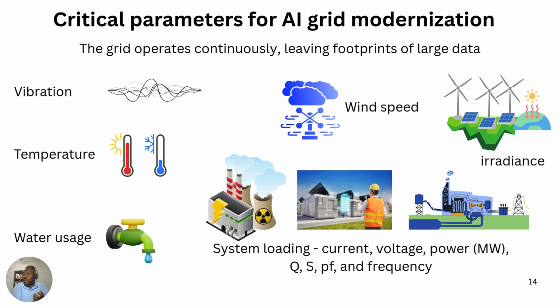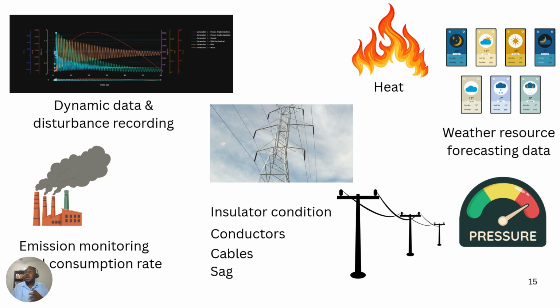If you have a solar plant, we need to have data of the amount of sunlight that is hitting the solar plant, the irradiance, and also our daily operational parameters will be the current, the voltage, the real power, apparent power, the power factor, and even the frequency. These are critical parameters that we need to look deep into.